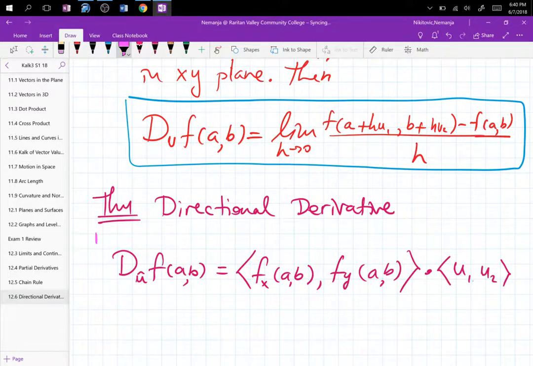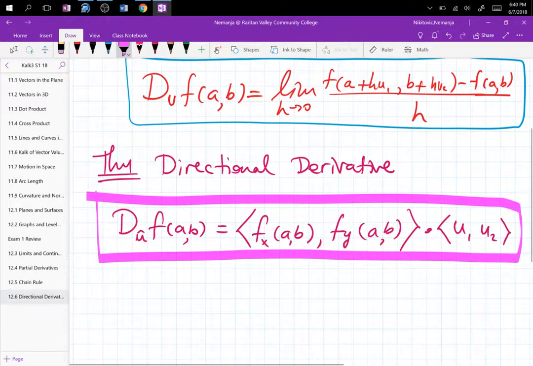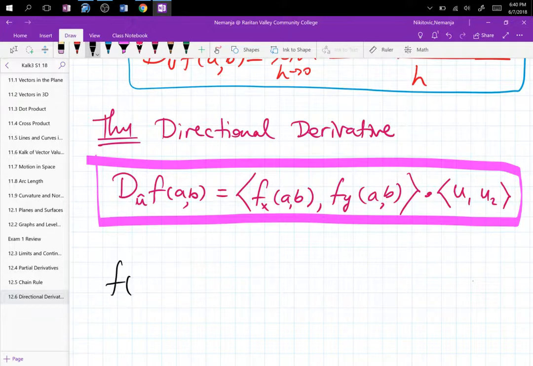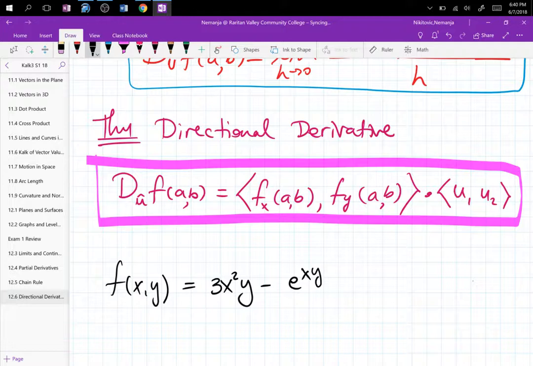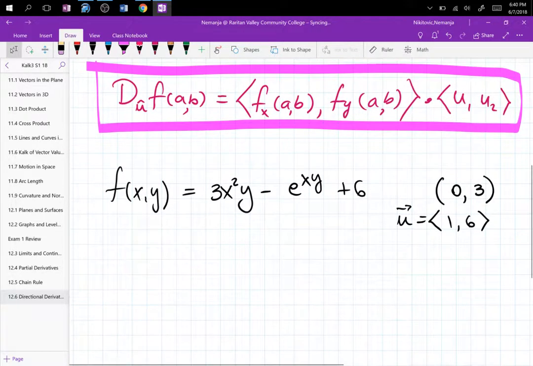This is the formula that we are going to use to figure out directional derivative. So what are we going to do? Well, I want to say, have a function f of x y, say, given by 3x squared y minus e to the x y plus 6, and then I have a point 0, 3, and I want to find the derivative in, now please note my notation, derivative in direction of 1 and 6. So this is the standard setup for the problem where you have the function.